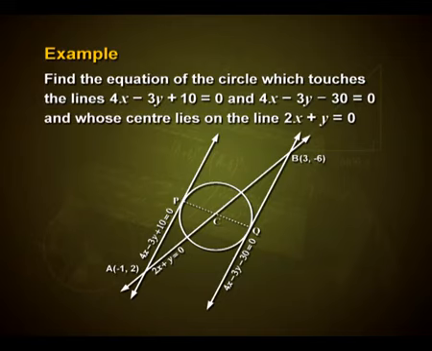Let us solve one more interesting example here. Find the equation of the circle which touches the lines 4x - 3y + 10 = 0 and 4x - 3y - 30 = 0 and whose center lies on the line 2x + y = 0. Look into the figure here.